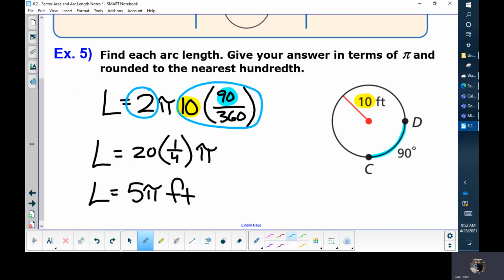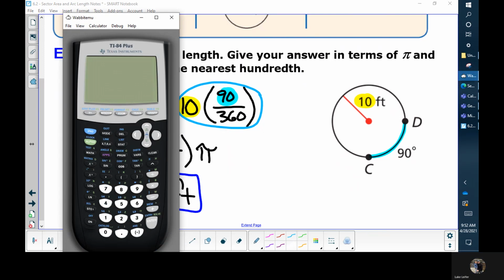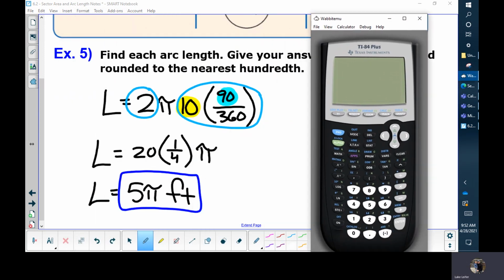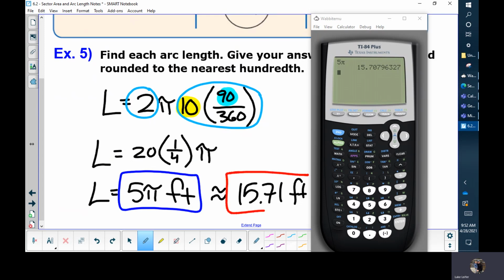And since it is one-dimensional, I don't need to square. What is the distance if I were to lay it out flat? And now a calculator. So exact answer, 5 pi. Calculator on, 5 second pi, we get 15.71. Approximate answer. All right, one more of those and let's call it a day.